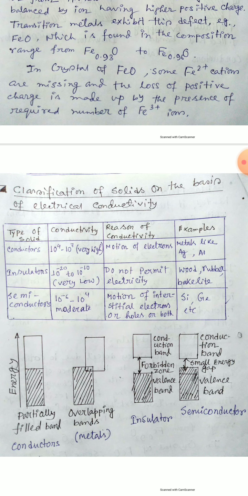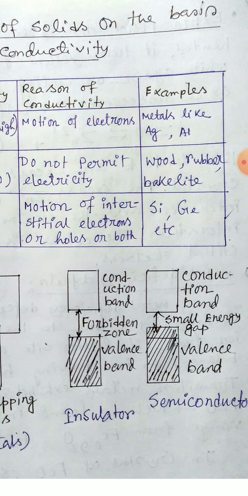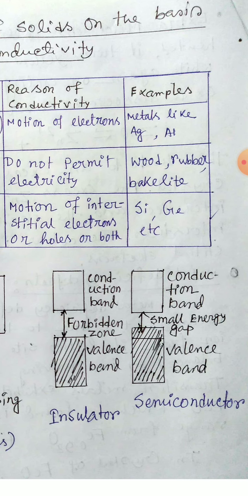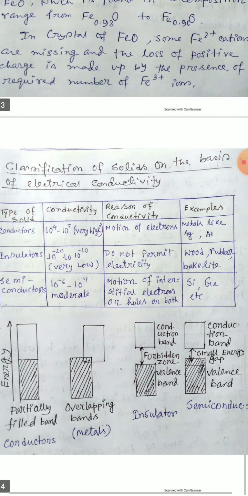For an insulator, there is a high gap between the valence band and the conduction band. The gap between them is very high; that is the forbidden zone. For a semiconductor, the gap between the conduction band and the valence band is small. That's why they can sometimes conduct a very small amount of electricity. So this is band theory, which explains the conductivity of different types of solids.